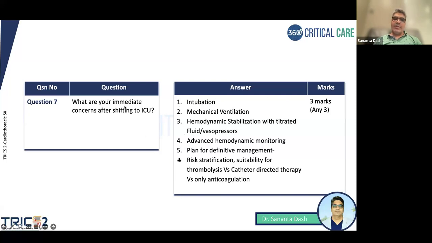My point is, when they ask you about immediate concern or what is the immediate management, you don't stop at one. You have to talk about airway, breathing, circulation, monitoring, and a definitive plan. Okay. If you leave this definitive plan, then you'll get half mark, and the examiner may not go to the next question till you say this. Okay.